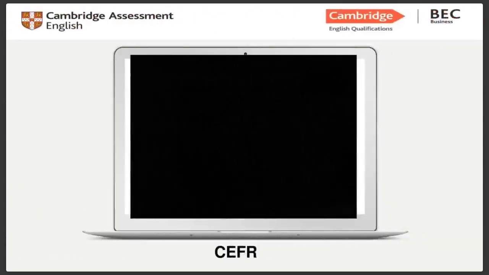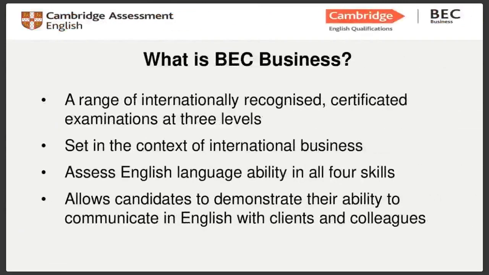So that was the CEFR levels. And hopefully they're a lot clearer where these levels of the BEC Business come from now. So to summarize so far, if we were to be asked what is BEC Business, well, we can say it's a range of internationally recognized certified examinations at 3 levels. Those are preliminary, Vantage and higher. All these are set in the context of international business, and they assess English language ability in the 4 skills of reading, writing, speaking, and listening. The examinations allow candidates to demonstrate their ability to communicate in English with clients and colleagues.